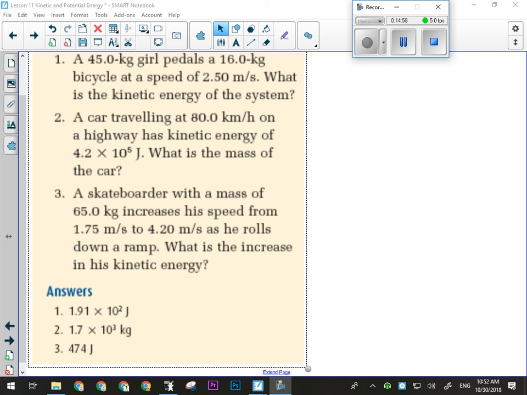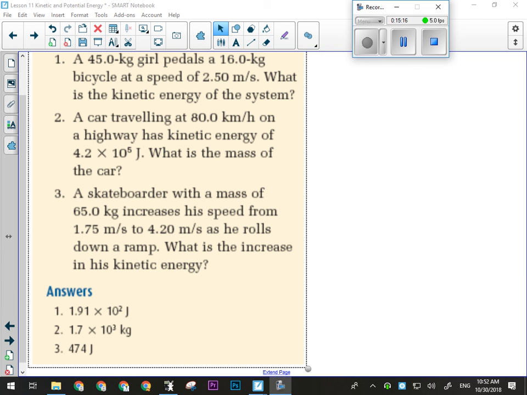So 0.5 times 61 kilograms, and then times 2.5 squared, and you've got your answer, 1.91 times 10 to the 2 joules. What's the trick in question two?